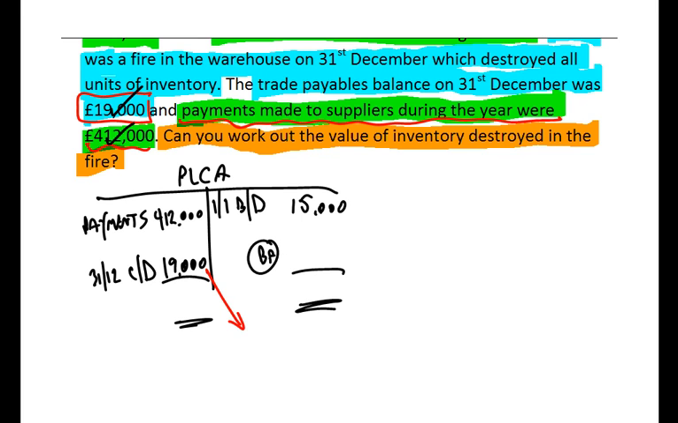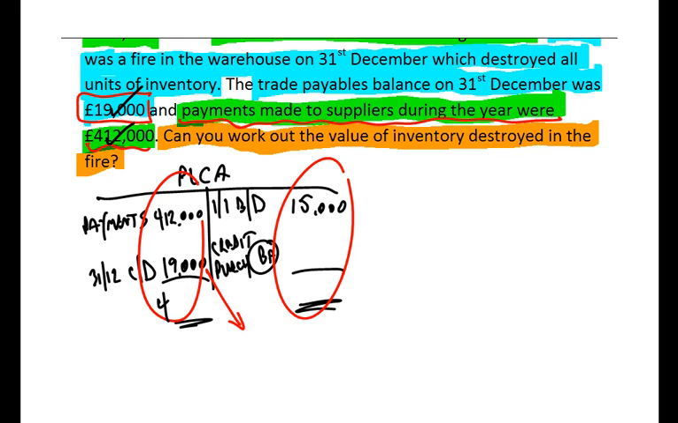The missing figure in this case would be the credit purchases that we've made from those suppliers, because the credit purchases that we've made would be an entry on the credit side of the control account because it would increase the liability. Now, if I look at balancing up my T account here, you can see we've got way more on the debit side. In total, I've got 412,000 plus 19,000 on the debit side, which comes to a total of 431,000. You can see on the credit side at the moment we've only got the 15,000 entry.